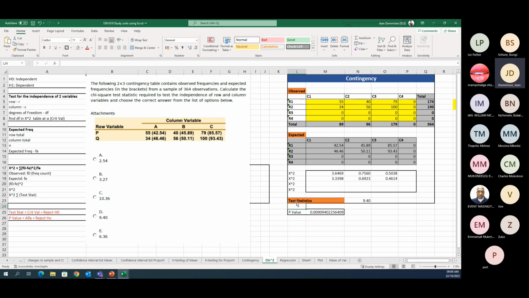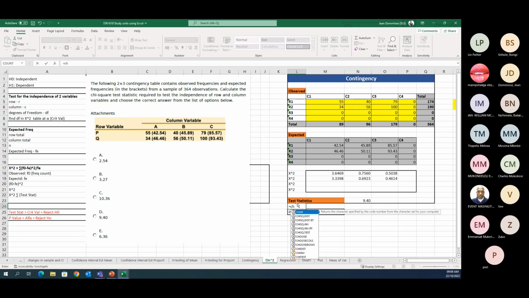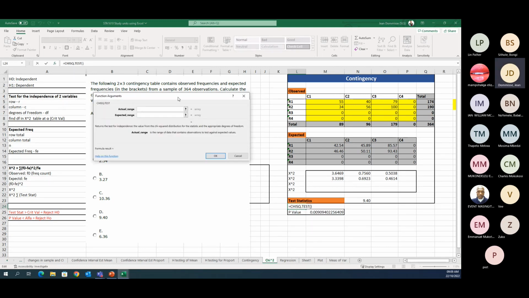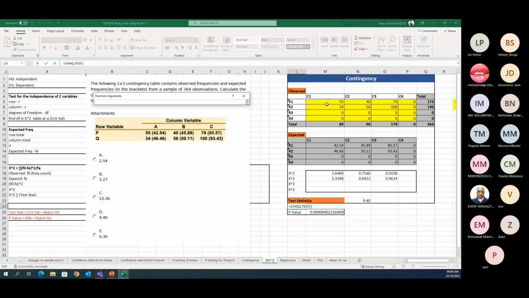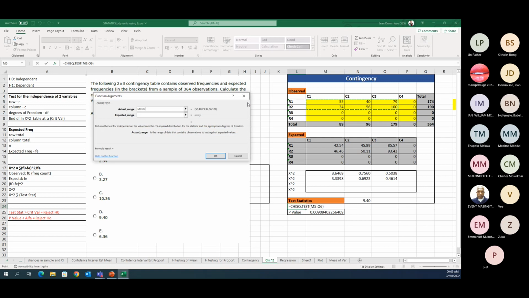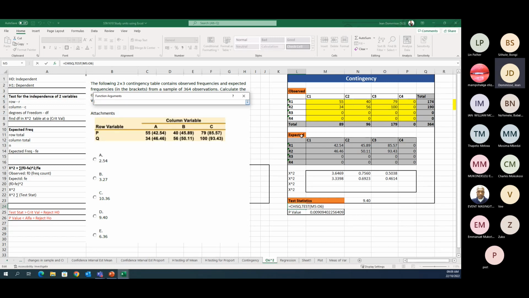I just want to check something, and this is just, there's supposed to be chi-squared test also. So if you had, that's the beauty of Excel.